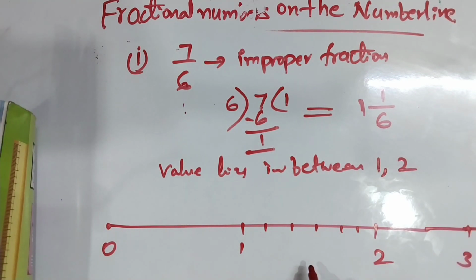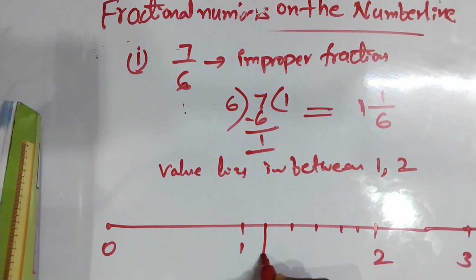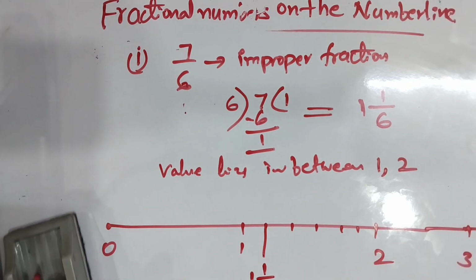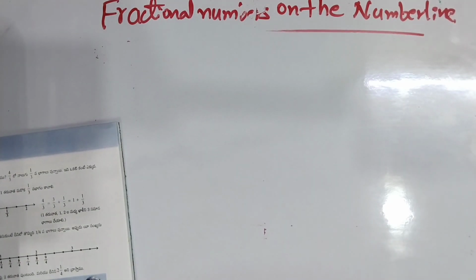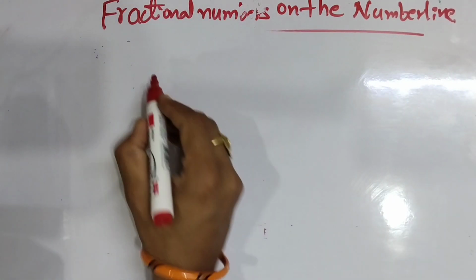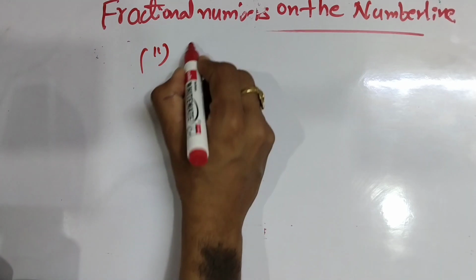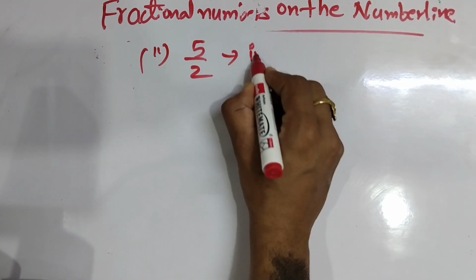So 1 by 6, that means after 1, the first place is 1 by 6. So this is okay. Next one is 5 by 2. Okay, next second question, do this 5 by 2. This is also an improper fraction.